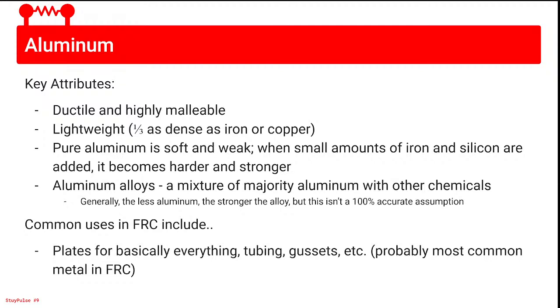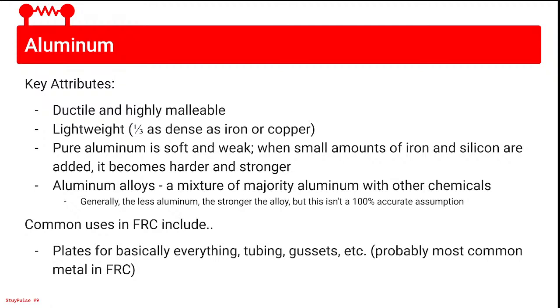7075 has a slightly lower amount of aluminum in it, and it's mixed in and hardened with other materials so that it's a really strong alloy. It is the most common one used in FRC for things like shafts, any high-load parts, or plates. All of that is 7075. If you look at all the robots I pulled up here, all the metal is 7075, especially all the shafts.